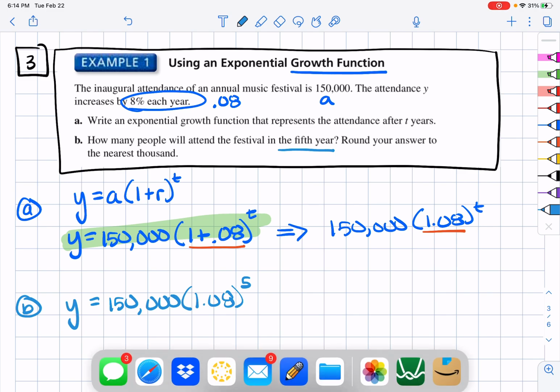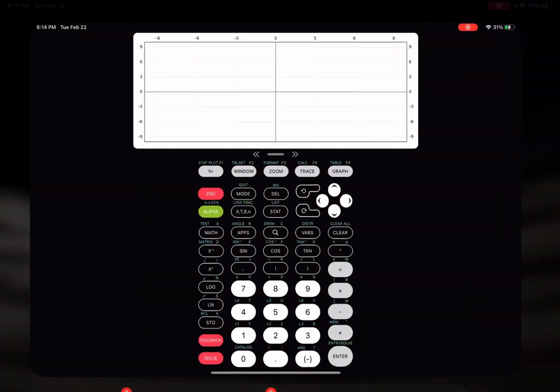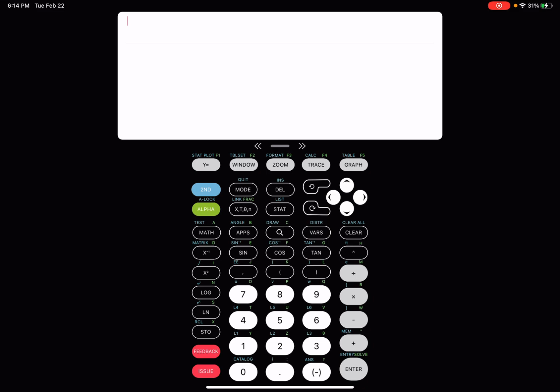So on your calculators, if you don't have a calculator, looks like this. Okay, let's clear all this stuff out. What I recommend is doing left parenthesis 1.08, and then raise this all to the fifth. Get that number in your calculator, and then finally multiply by your initial amount, which is 150,000. So that's how you do it in the calculator.